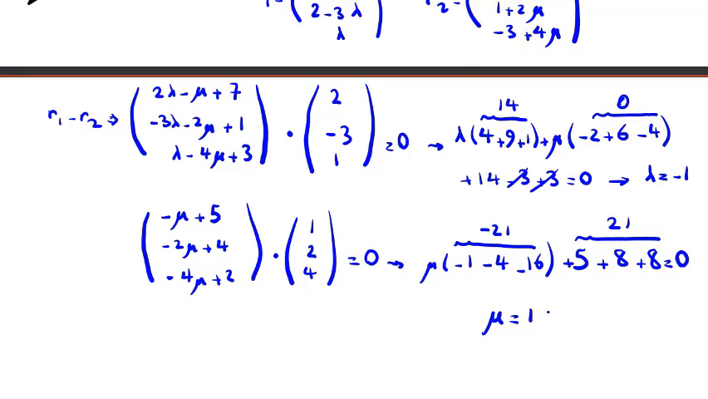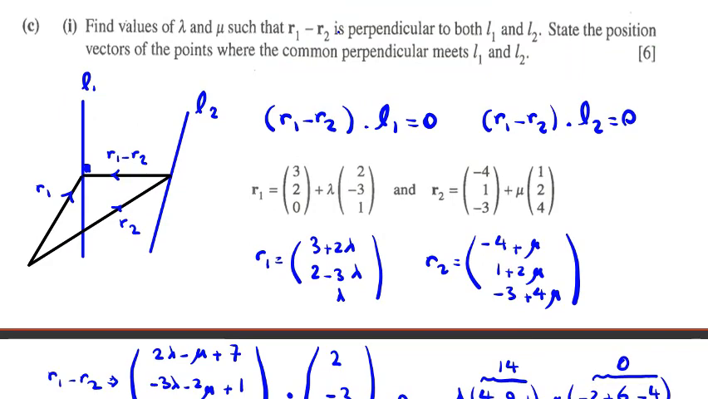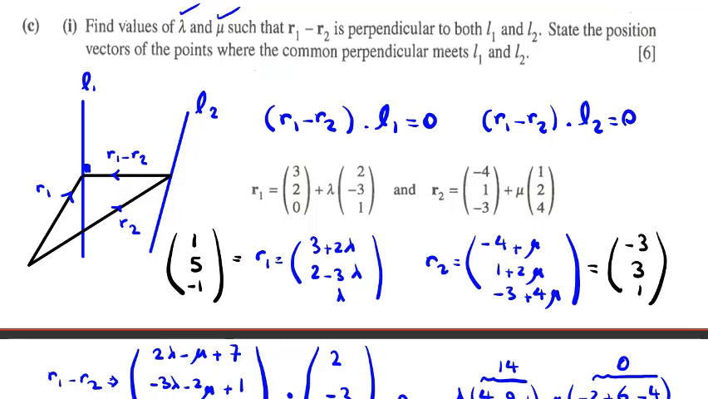Okay, now the problem says mu is 1, lambda is negative 1. The problem says find R1 and R2, the value of lambda and mu, and state the position vectors of the points where the common perpendicular meets L1 and L2. So from here we can conclude, let me write the rest of that. We said lambda is negative 1: 3 minus 2 is 1, 2 plus 3 is 5, and it's negative 1. Mu is 1, so it will be negative 3, 3, and 1.